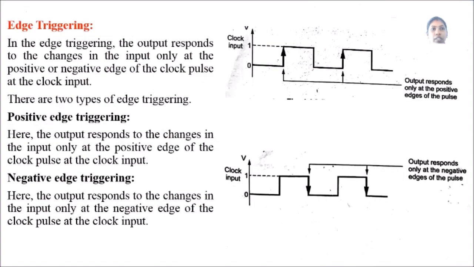Edge triggering also involves two types, positive edge triggering and negative edge triggering. In edge triggering, the output responds to the changes in the input only at the positive edge or at the negative edge of the clock pulse. If the triggering is at the positive clock edge, then the flip-flop will respond to the changes only at the positive edges. If it is negative edge triggering, the output responds to the changes in the input only at the negative edge of the clock input. So these are the types of triggering, level triggering and edge triggering.